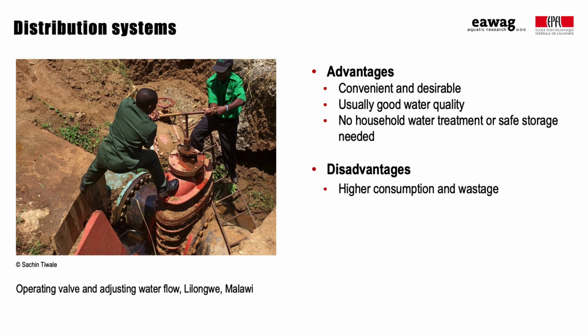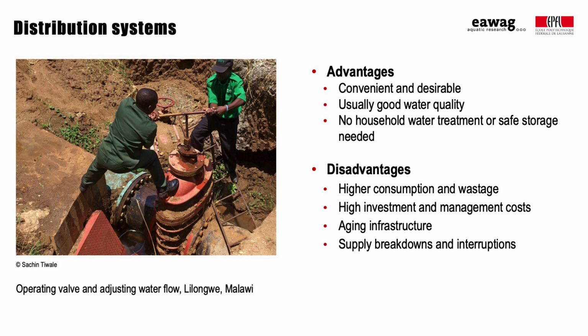However, consumption and water wastage tend to be considerably higher with distribution networks than with other arrangements. Distribution systems also have high investment and operational costs, and long-term planning is needed to manage aging infrastructure. There may also be supply breakdowns and interruptions due to maintenance work or the deterioration of the infrastructure. And finally, due to the higher volumes of water delivered, it's necessary to plan for proper disposal or reuse of water.